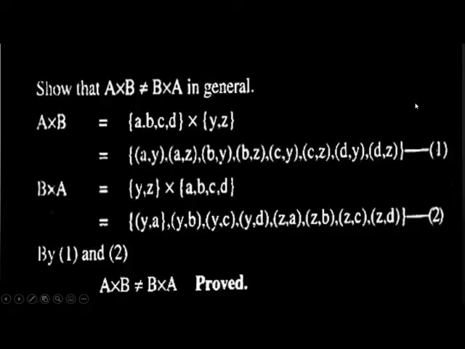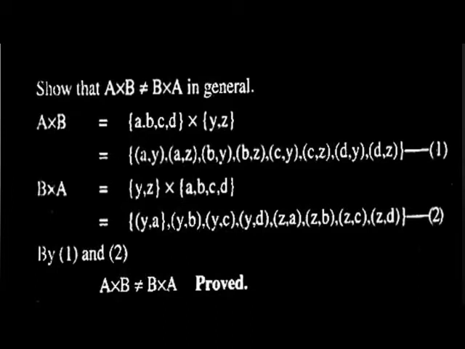So there is the solution. You can show in general that A cross B is not equal to B cross A. So A cross B is {A, B, C, D} cross {Y, Z}. Why? Because A, B, C, D are the elements of set A and Y, Z are the elements of set B. So it would become AY, AZ, BY, BZ, CY, CZ and DY, DZ. Why? Because they have ordered pairs.